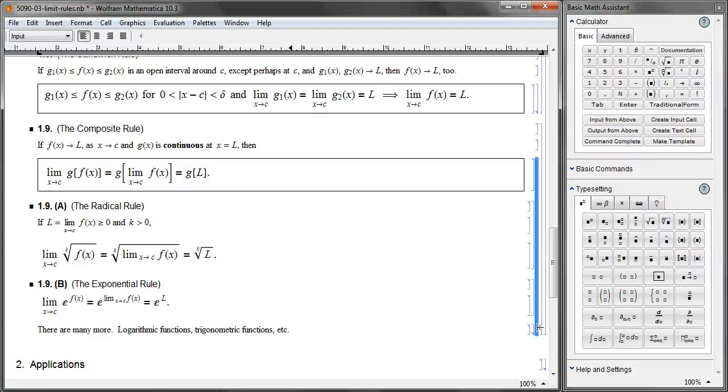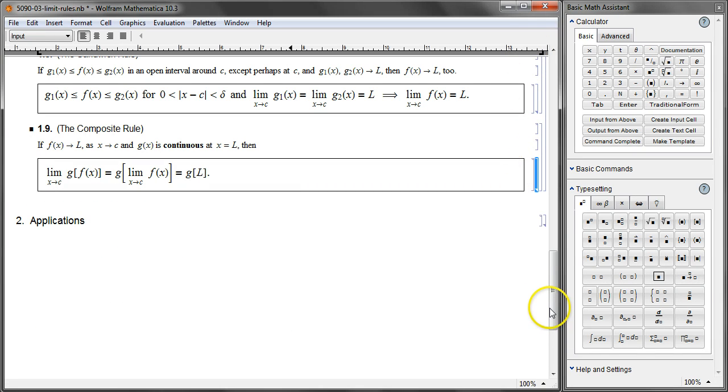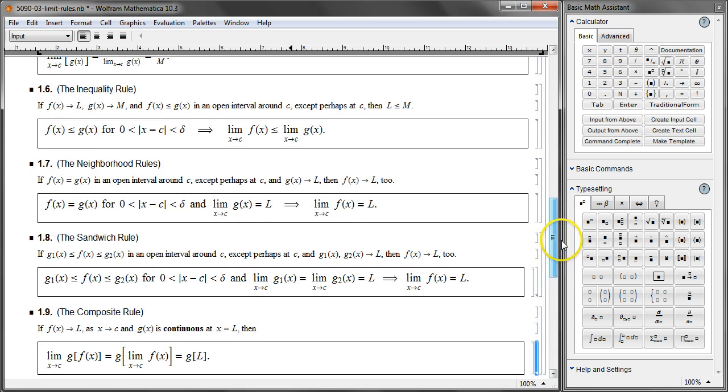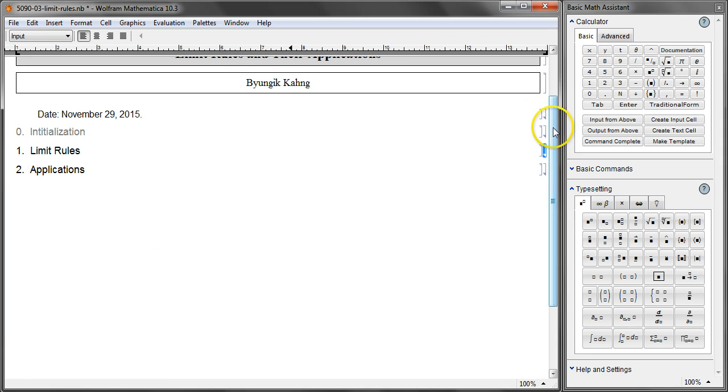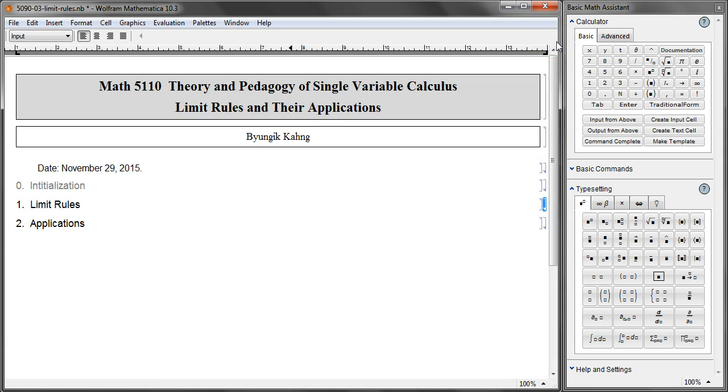And then one application, radicals and exponentials. Because we're not ready to prove all these precisely, our hands are a little bit tied. But we'll do our best using these to establish as much as possible.